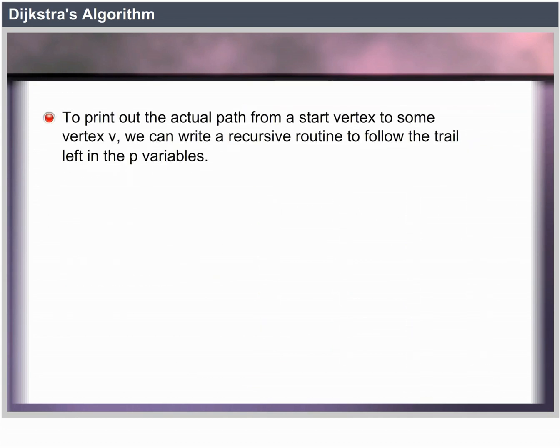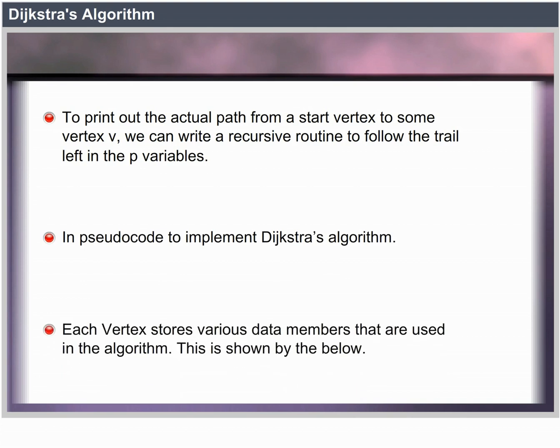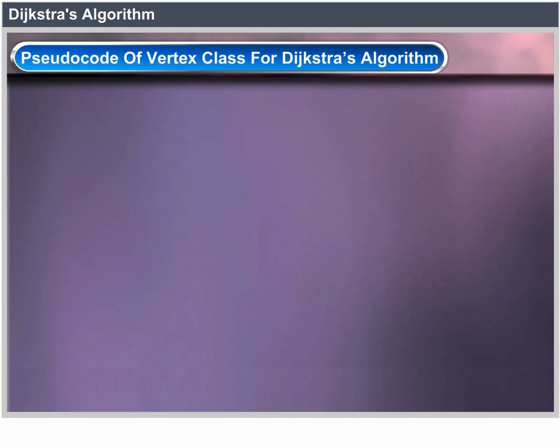To print out the actual path from a start vertex to some vertex v, we can write a recursive routine to follow the trail left in the p variables. In pseudocode to implement Dijkstra's algorithm, each vertex stores various data members that are used in the algorithm. This is shown in this figure. Pseudocode of vertex class for Dijkstra's algorithm is shown here.